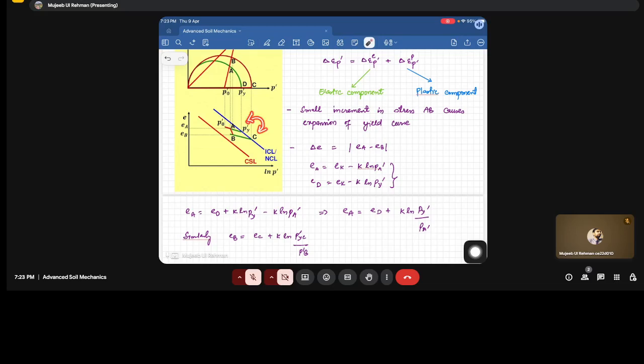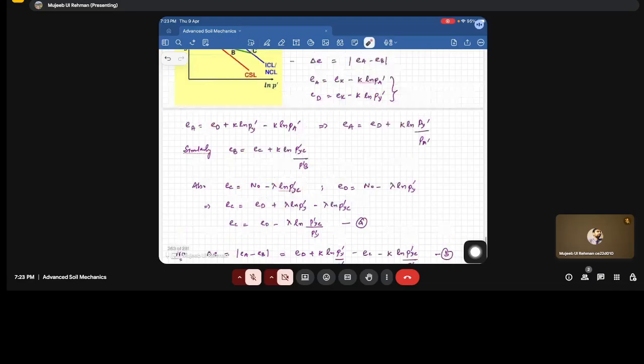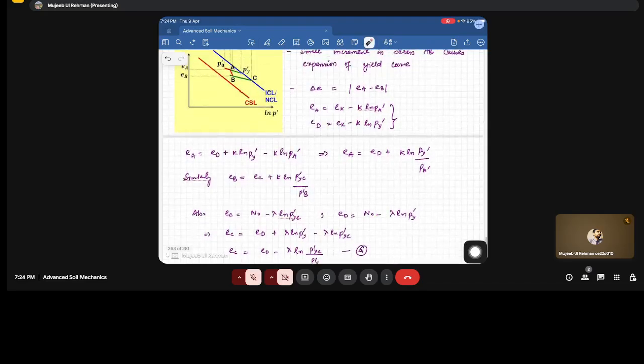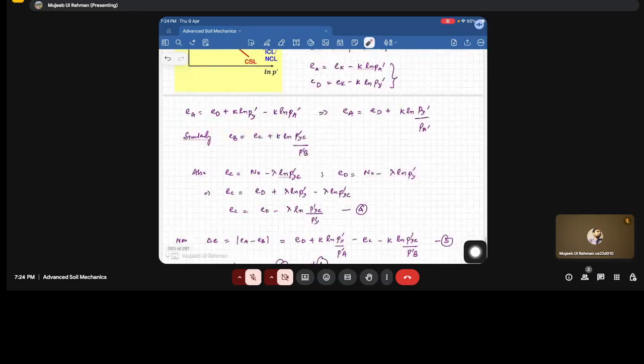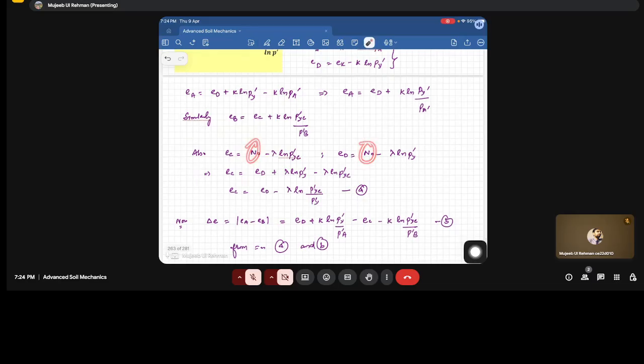We will use the equation corresponding to the NCL. So e_C is equal to N naught minus lambda times ln of P'_yC. Similarly, e_D is equal to N naught minus lambda times ln of P'_y. So this corresponds to P'_yC, this corresponds to P'_y. Since N naught is in both equations, we will use this value of N naught from this equation in this equation, and we will get e_C is equal to e_D minus lambda times ln of P'_yC divided by P'_y.